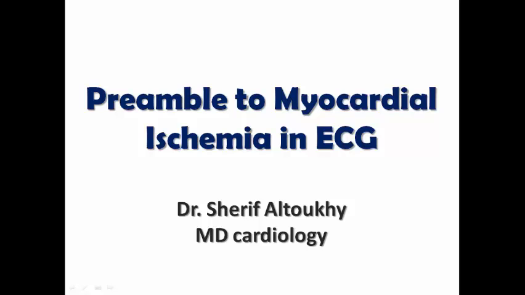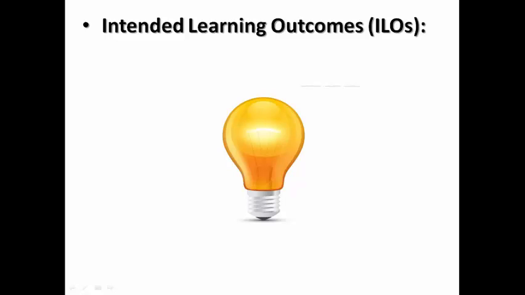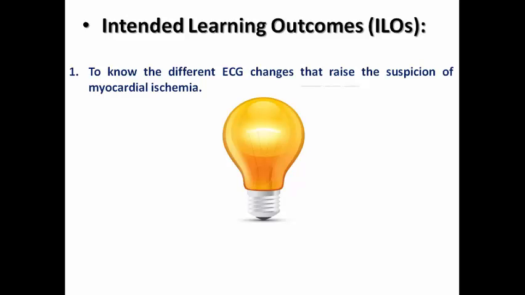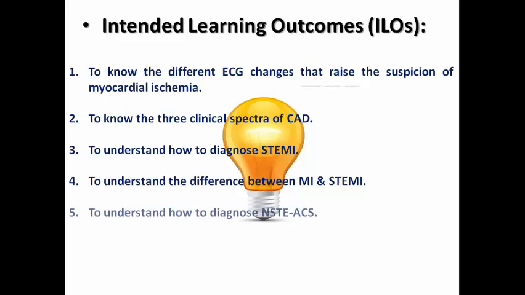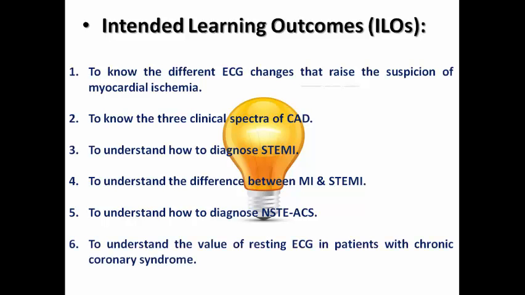And of course, as we used to, we are going to start with our ILOs in this topic in the ECG course. We are going to learn the different ECG changes that raise the suspicion of myocardial ischemia, the 3 clinical spectra of coronary artery disease, to understand how to diagnose STEMI, and understand what's the difference between myocardial infarction and ST elevation myocardial infarction, as sometimes there is some confusion between them, to understand how to diagnose non-ST elevation acute coronary syndrome, and what is the value of the resting ECG in patients with chronic coronary syndrome.